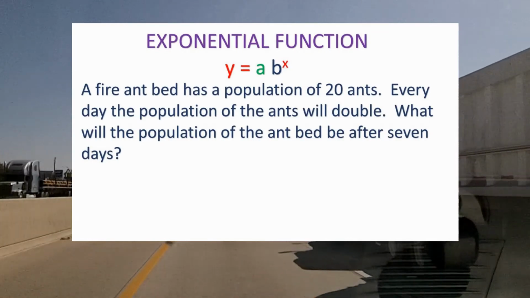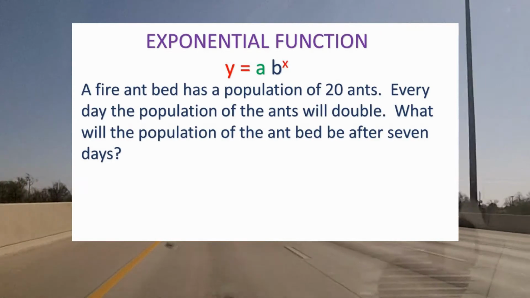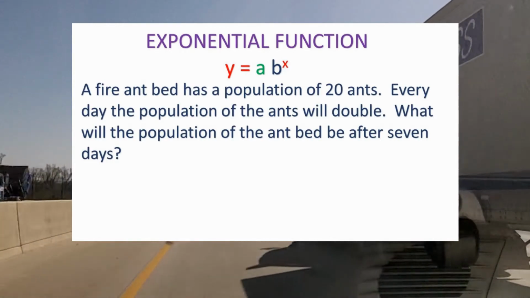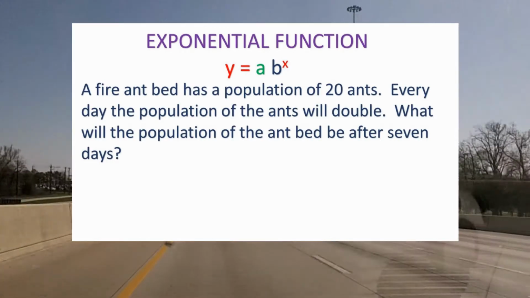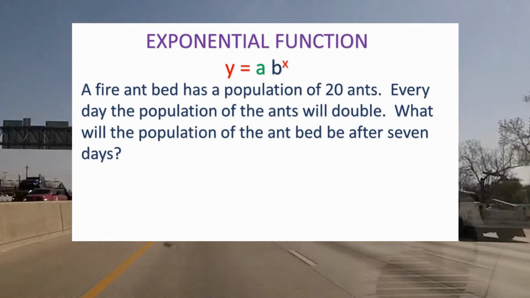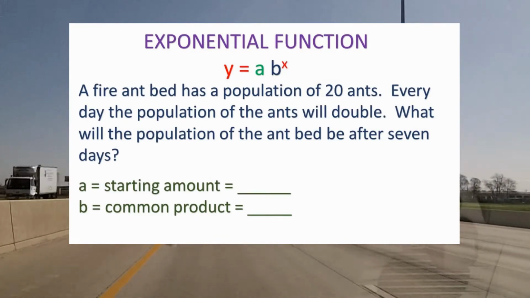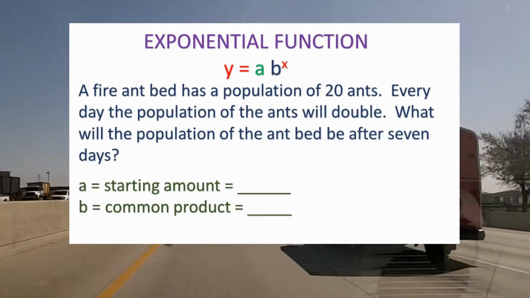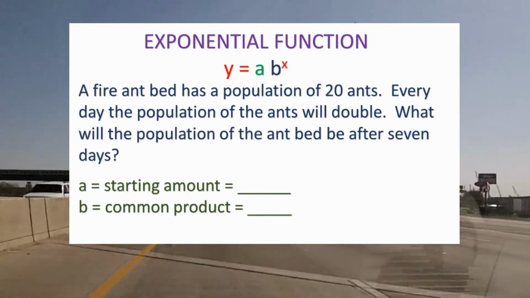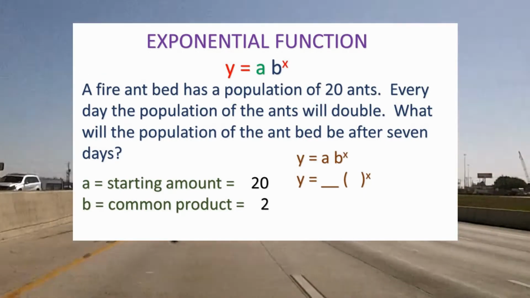Now let's look at some application problems involving exponential functions. Problem 1. A fire ant bed has a population of 20 ants. Every day the population of the ants will double. What will the population of the ant bed be after 7 days? To do this problem, we need to find the starting amount and the common product. To find the starting amount, we need to look at how many ants were in the ant bed, which was 20. To find the common product, what word tells us what's going to happen to the population of the ants? The ants will double, so our common product will be 2.